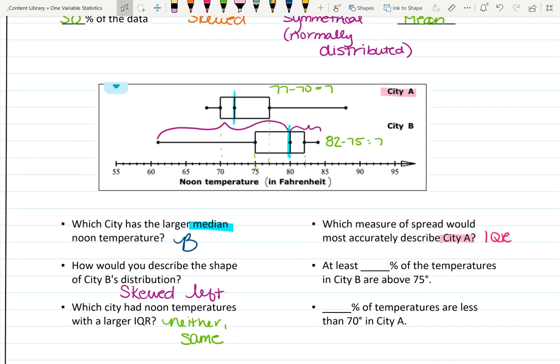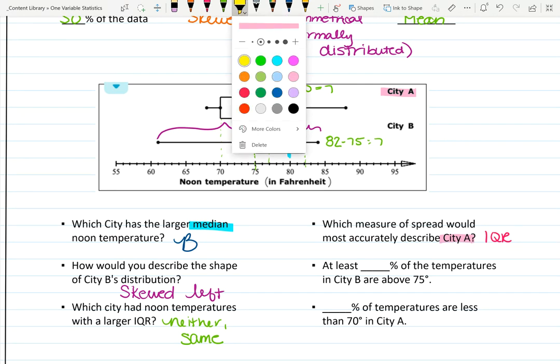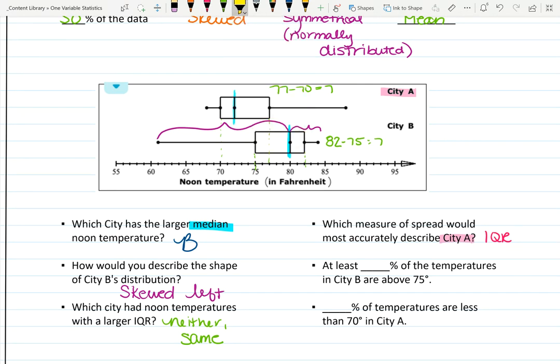At least what percentage of the temperatures in city B are above 75 degrees? Let's go ahead and find that 75 degrees. So city B. Here's our 75 degrees. So at least what percentage are above 75 degrees? Well, 1, 2, 3 sections. That gives us 75%.